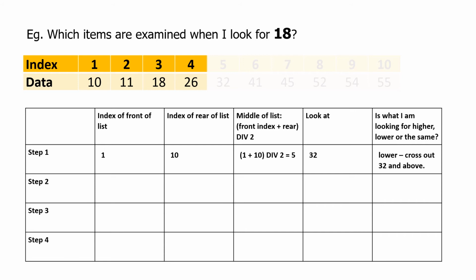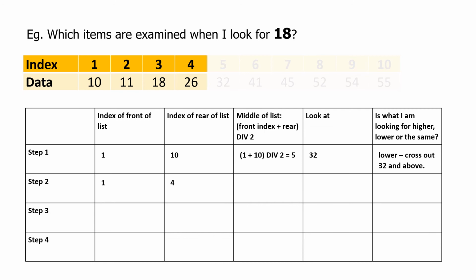So our next step, we've finished that row, so we're going to write down now for step 2. Again, what's the index at the front of the list? Well, the front of the list still has the number 1 there, so we write the number 1 in that box. Now this time the rear of the list, the end of the list, is actually number 4, that is the last item, so we write the number 4 here.